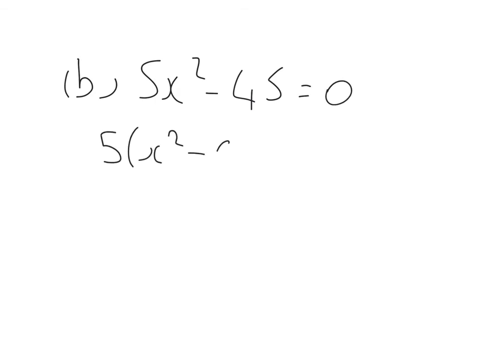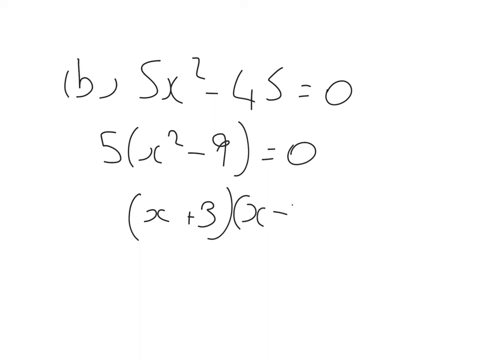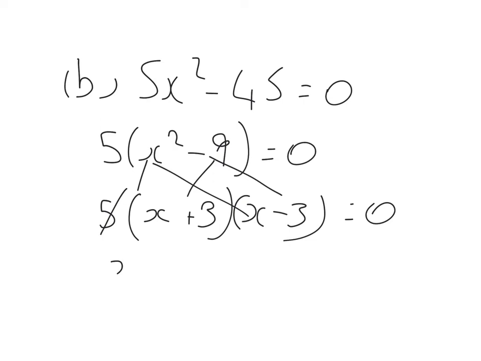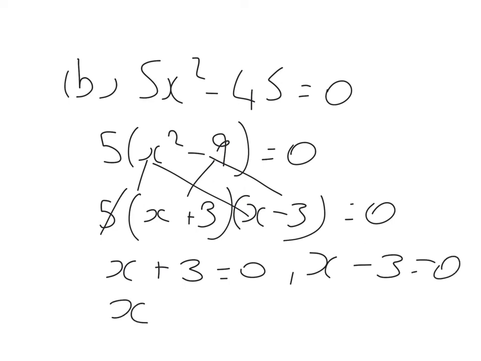Example B. I'm going to solve 5x squared minus 45 is equal to 0. Look for the highest common factor, and I find one, and that will be 5 bracket x squared minus 9. I can then do a difference of two squares with x squared minus 9, but remember there's a 5 in front. Square root of x squared is x, square root of 9 is 3. Bracket with a plus, bracket with a minus. I can then divide both sides by 5, and I'll get x plus 3 is equal to 0 and x minus 3 is equal to 0, which gives me a root at minus 3 and a root at 3.